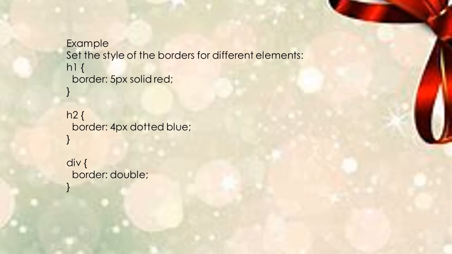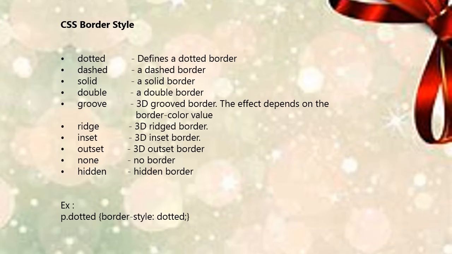Consider, for example, if you want to set the style of the borders for different elements, you can write the code this way. The border style property specifies what kind of border to display. The following values are allowed.